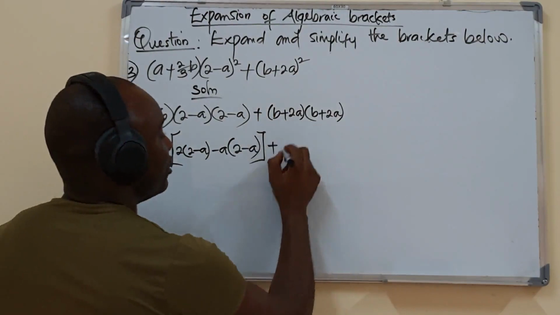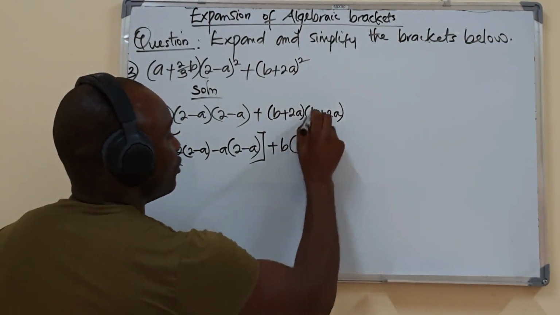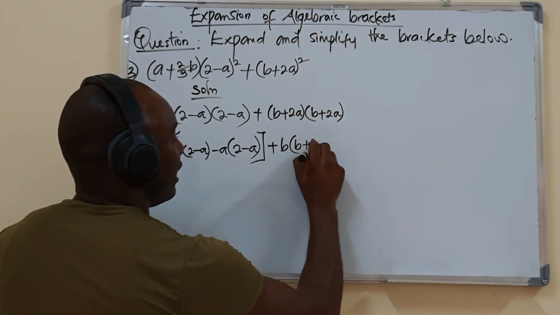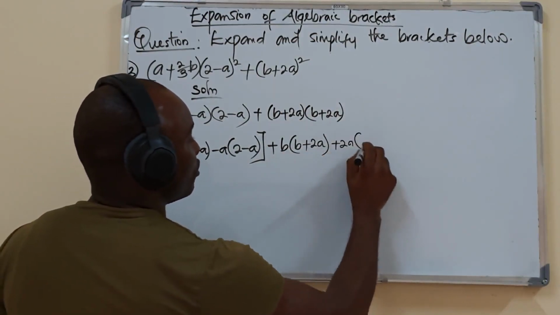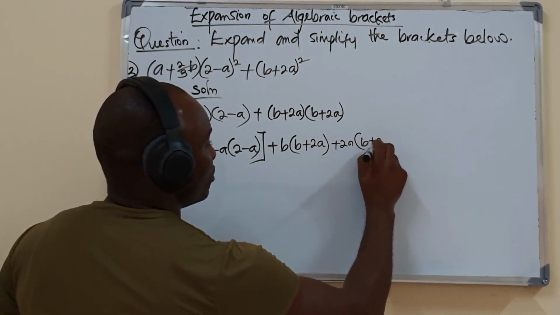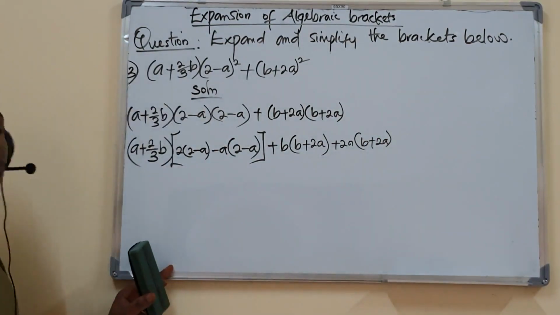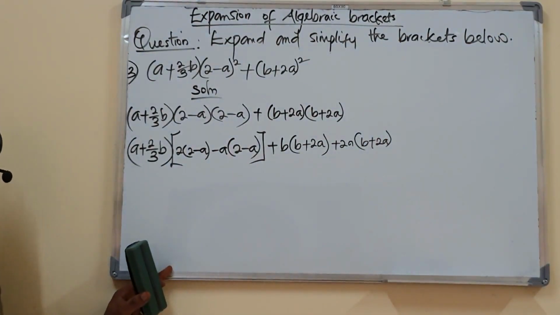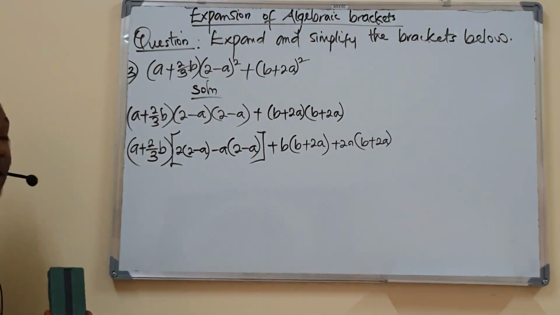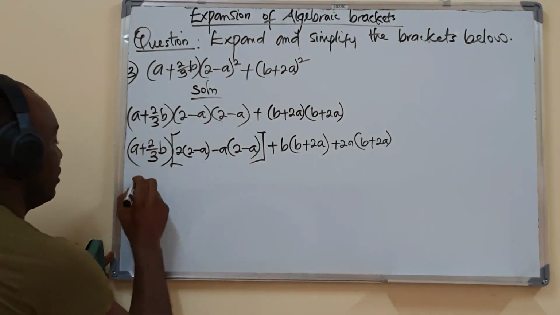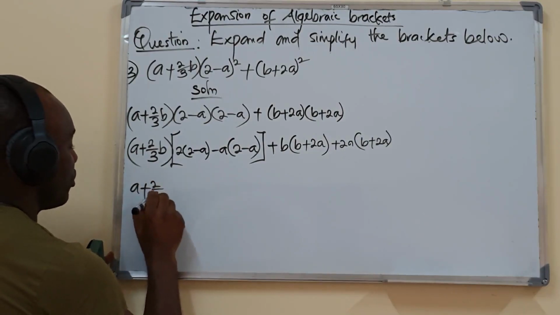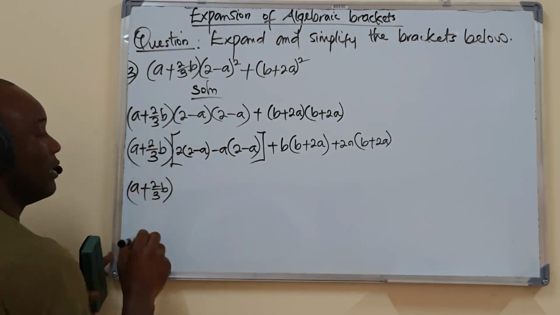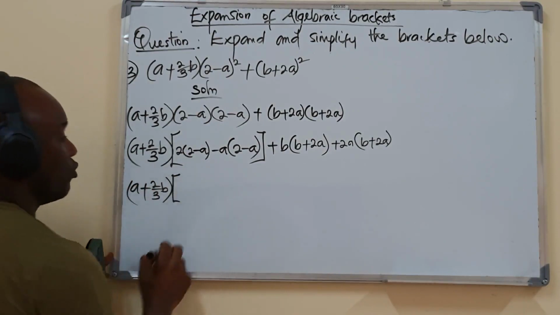Now, let b go first. So, b should go first to multiply b add 2a. And then, plus 2a will now go to multiply b add 2a. Again, this is where we have reached so far. Now, let's open up the brackets as a way of expansion. First, we bring down our earlier bracket, a plus 2/3 of b, close it in a bracket. Open the big bracket we are solving.